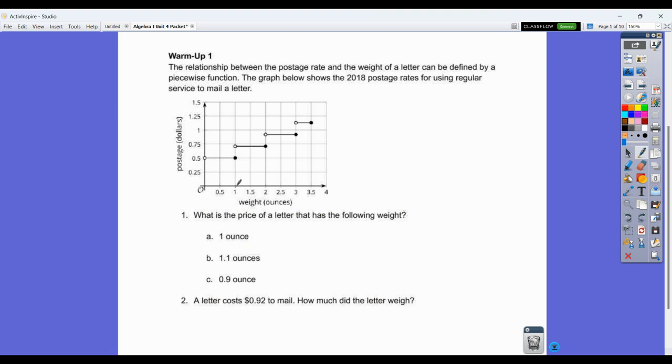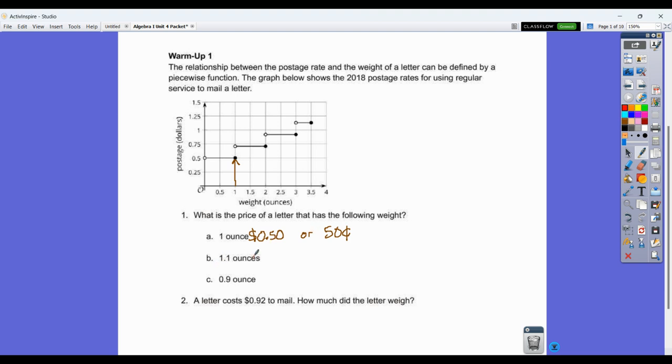So 1 ounce. So if I come down here and find 1 ounce and I come up to the function, remember a closed circle represents where it exists and an open circle means it doesn't hit that. So this is where we're at here. That postage rate is 0.5, which can be written two ways as $0.50 with a dollar sign in the front, or you can write it as 50 cents with the cent sign in the back. So that's your first one.